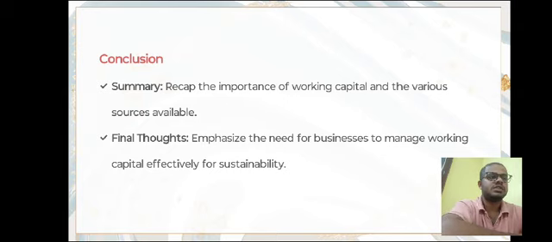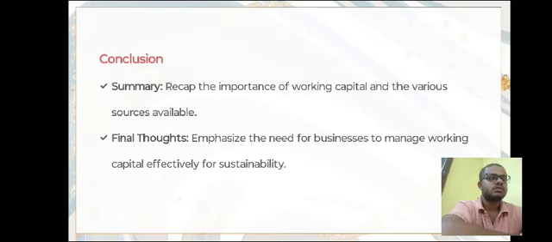Working capital is essential for a business to maintain its operations and cover short-term liabilities. Here are some key sources of working capital: retained earnings, trade credit, short-term loans, lines of credit, factoring, inventory financing, equity financing, government grants and subsidies, and crowdfunding. Retained earnings are the profits that are reinvested in the business rather than distributed to the shareholders.